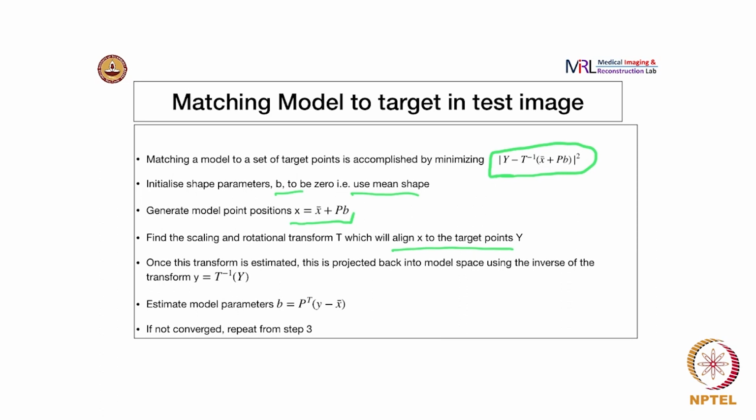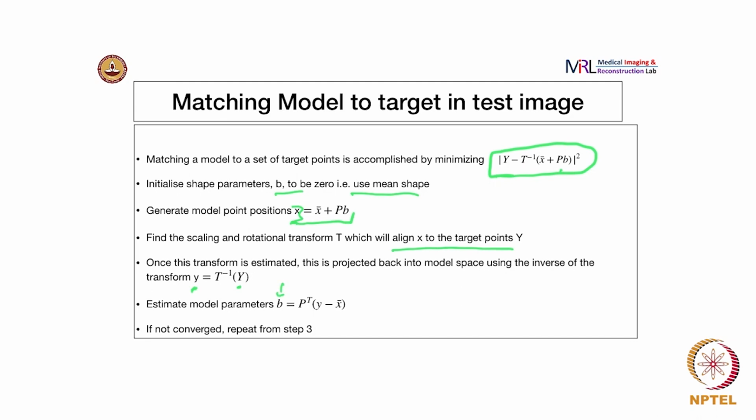Once you have estimated it, you want to project this back into the model space. Now you have taken your model B, B is your shape model, and you have projected it into X space here, put it back in the image, and aligned it with the target points Y by estimating a transformation. Then you take the transformation and apply it to your Y points, so that you are putting this into the model space. In the model space, now you estimate B, and this B describes your shape.